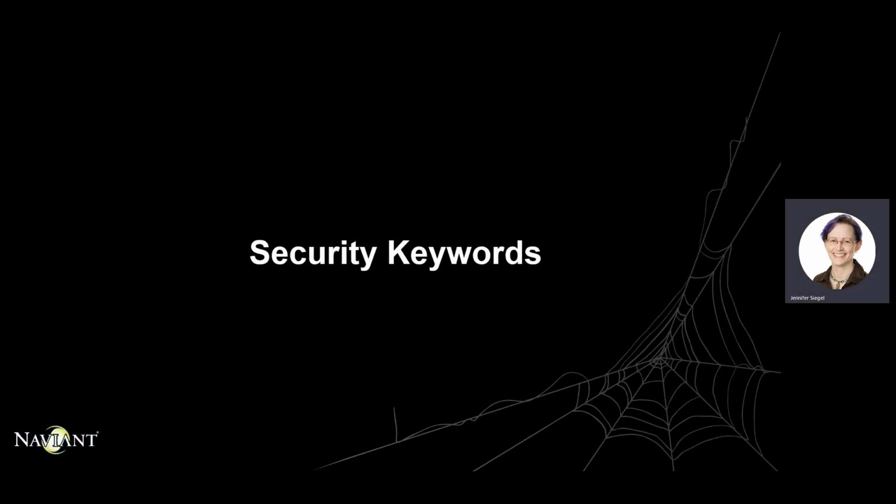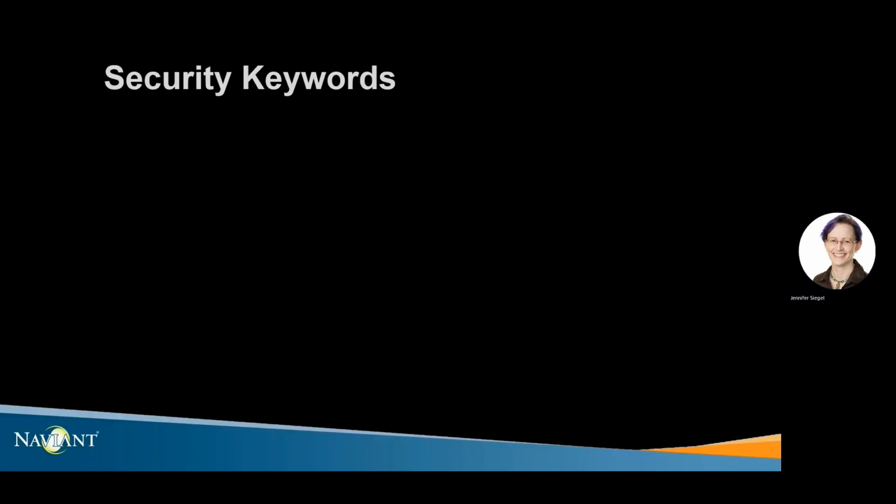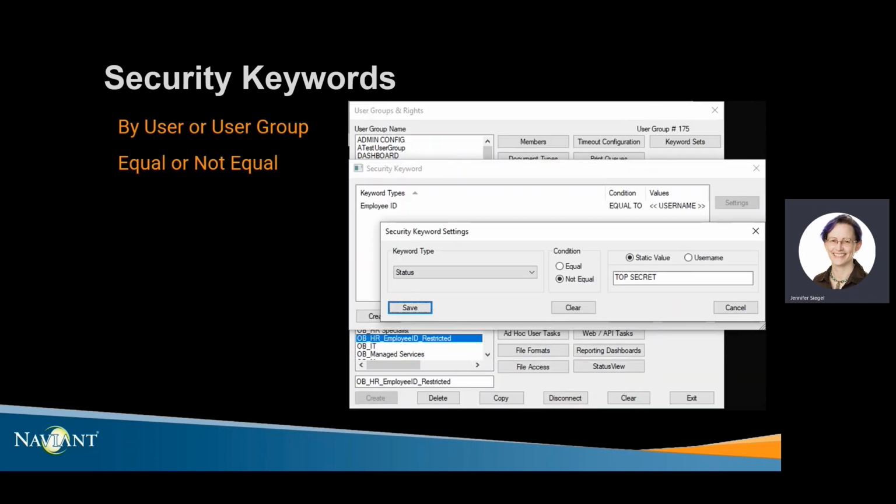Security keywords might be considered another kind of override. Security keywords enable you to restrict access to documents by the keyword value. They can be set at the user or user group level and configured to restrict access to documents that either have a specific keyword value or those that do not. As an example, we use this feature at Navient to restrict our employees to only be able to see their own HR records. And if you want to restrict access to keyword value data, there are also options available to encrypt and hide keywords.